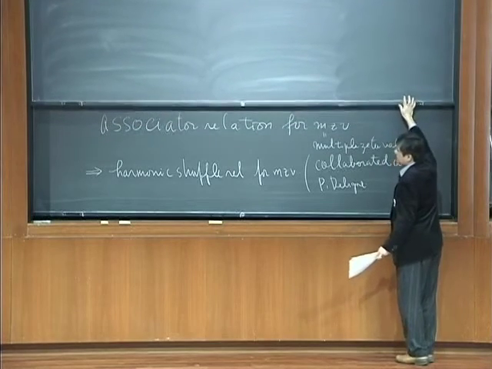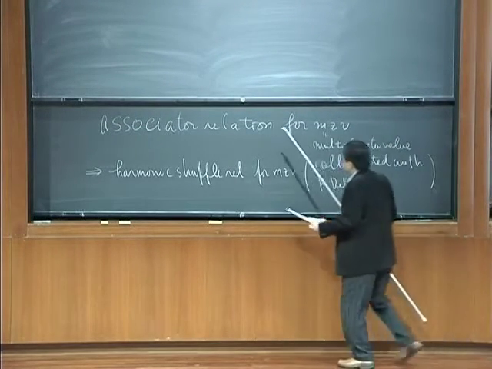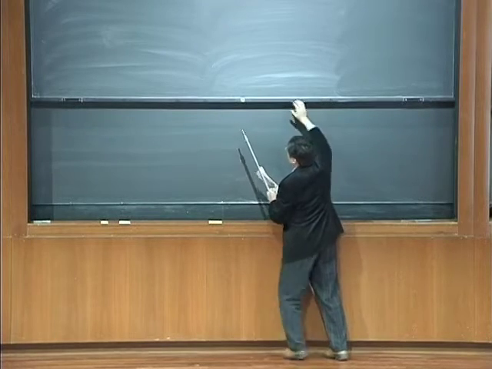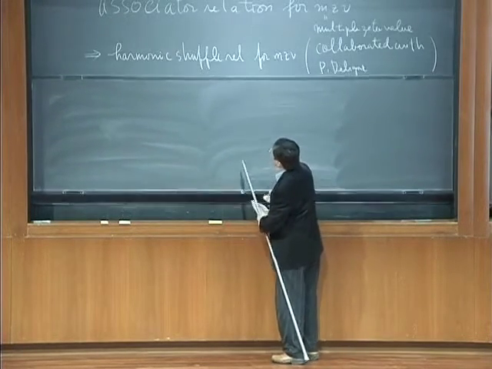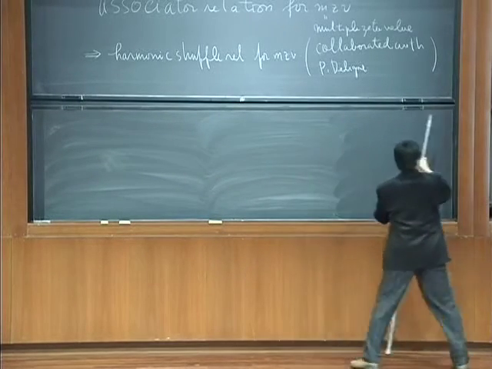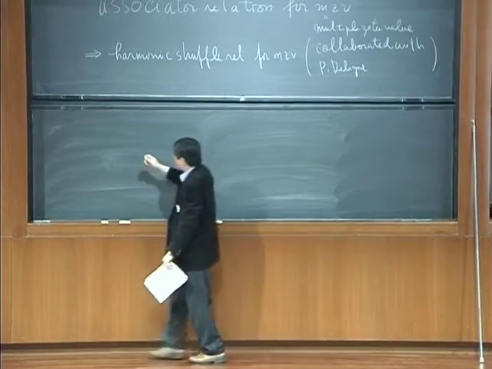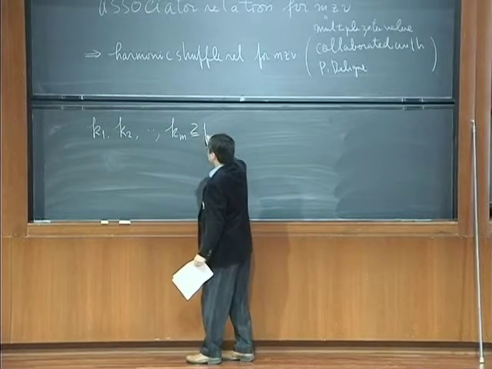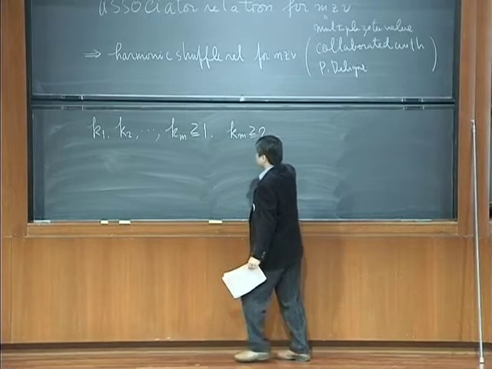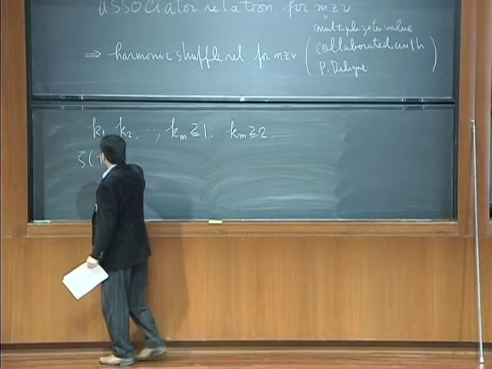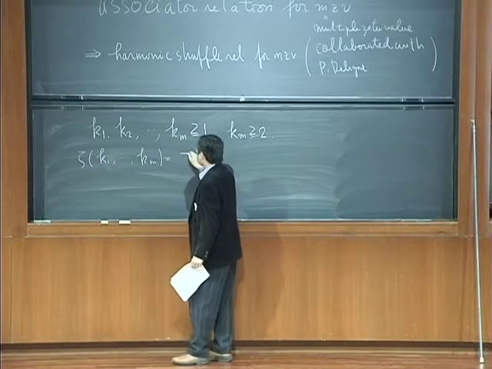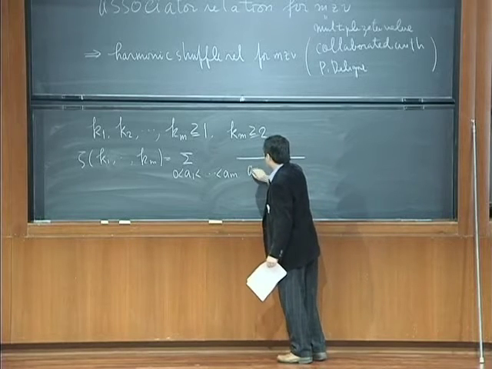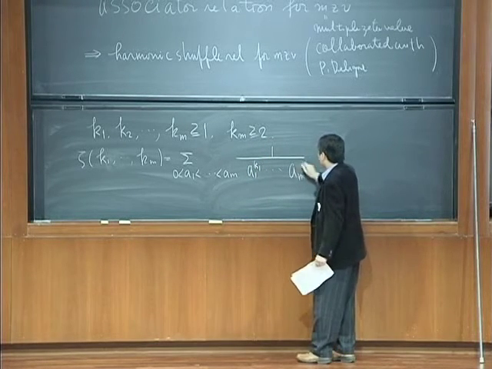The multiple zeta value is defined as follows. Let k1, k2, ..., km be positive integers, and assume that km is greater than or equal to 2. We define the multiple zeta value of k1, ..., km by the sum over a1 to am, with the a's ranging from 1 up to the k's.